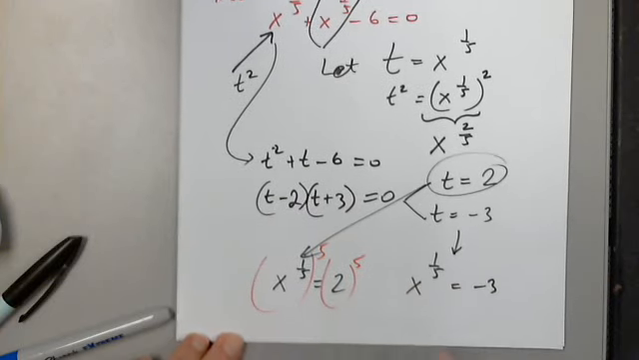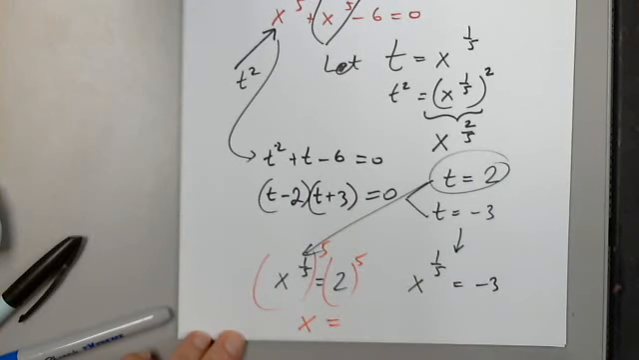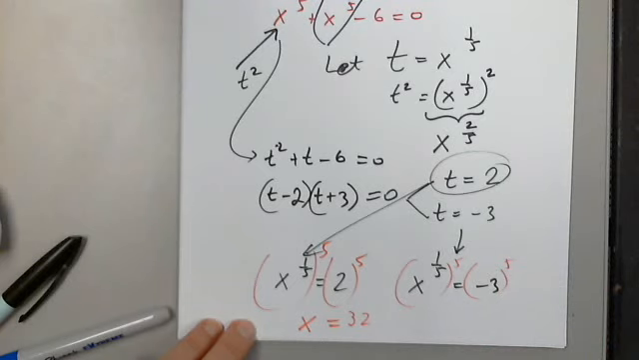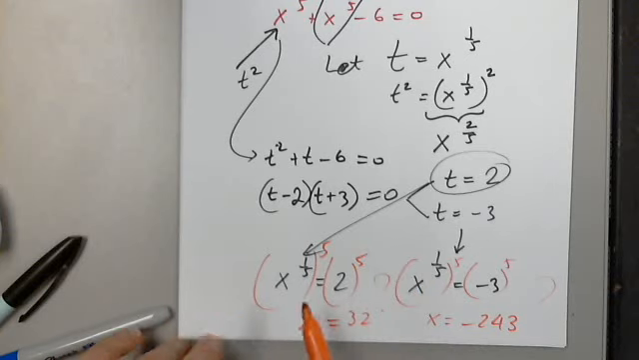Awesome. Perfect. So this is x, and the right-hand side is? 32. Awesome. And I take both sides to the 5th power, and this is x, and this is? 243. Negative 243. I agree. It comes with a question mark, right? Because I raised both sides to the 5th power.